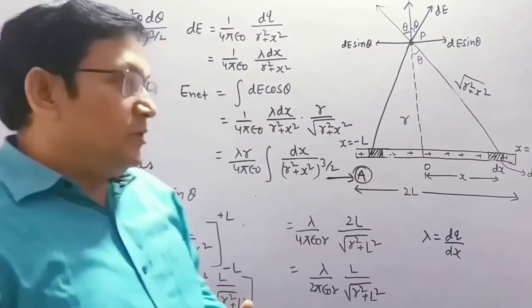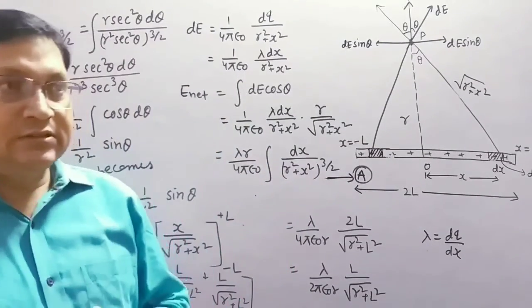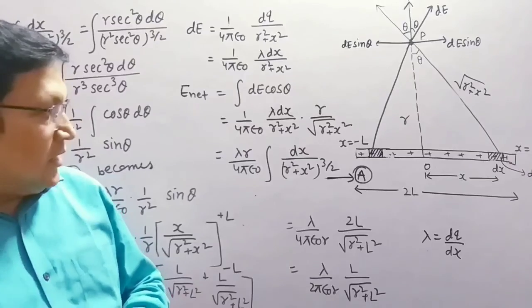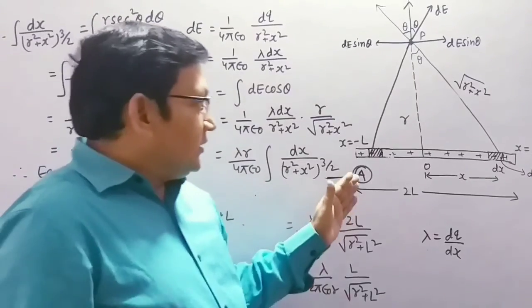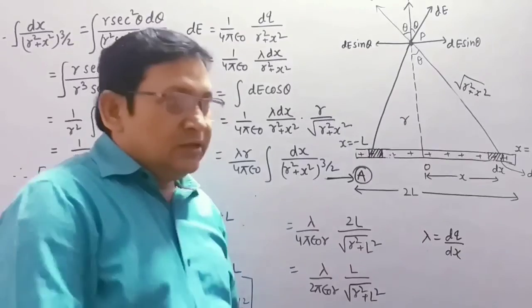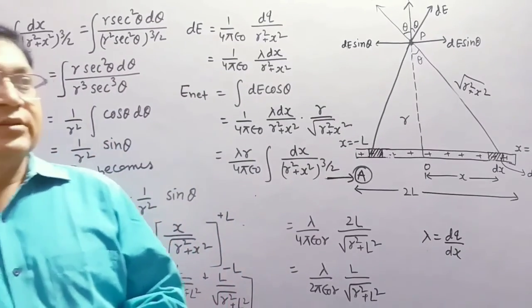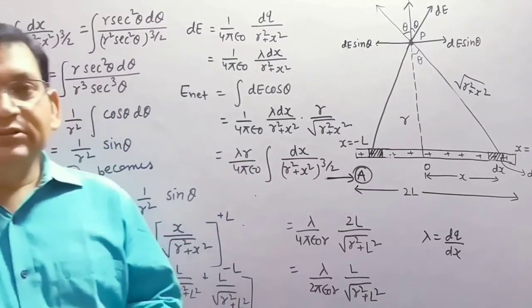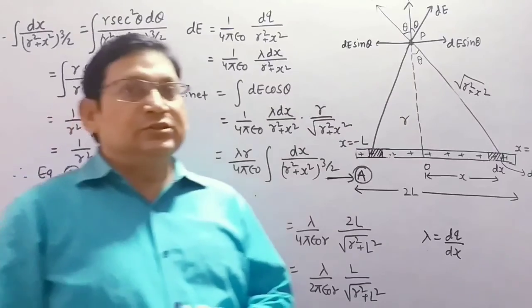So we have calculated the electric field intensity on the axial line, and also we have calculated the electric field intensity on the perpendicular bisector of the finite rod. Next class we will try to find the electric field intensity due to an infinitely long straight rod.